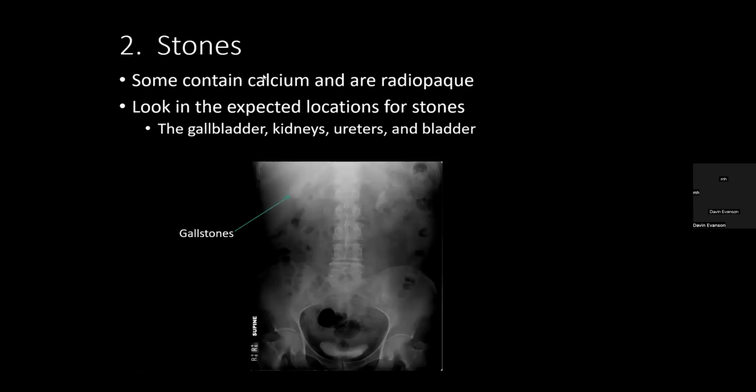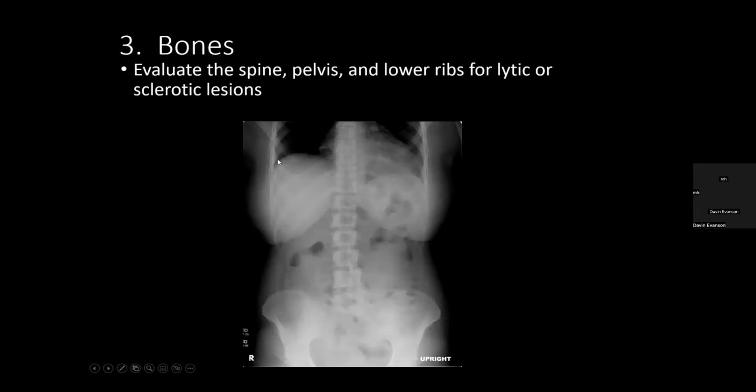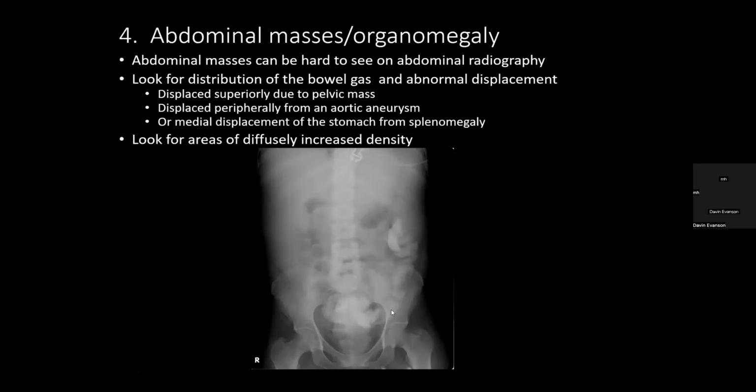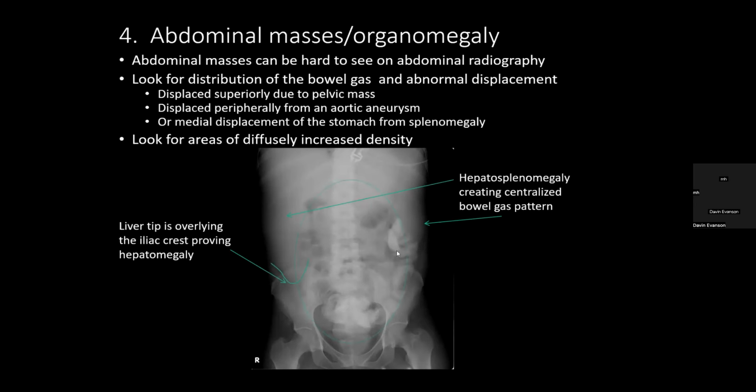And we see some gallstones there, right upper quadrant. Bones, we're looking for fractures, we're looking for mets. Masses, here we can see the liver shadow coming all the way down, hepatosplenomegaly, spleen coming all the way down. In the GYN module, we have a big pelvic mass displacing the bowel out of the way. This is one of the hardest things to do, but you're looking for the bowel being pushed out of the way. Then we save the most important for last.